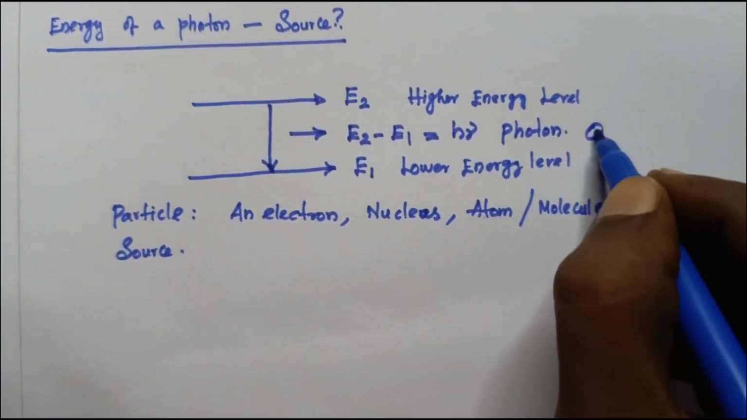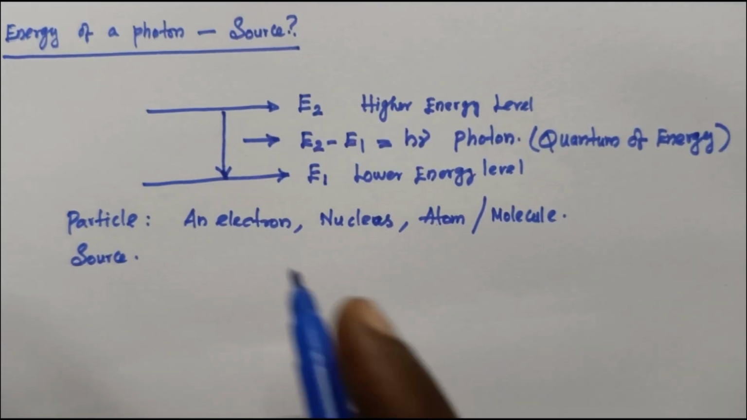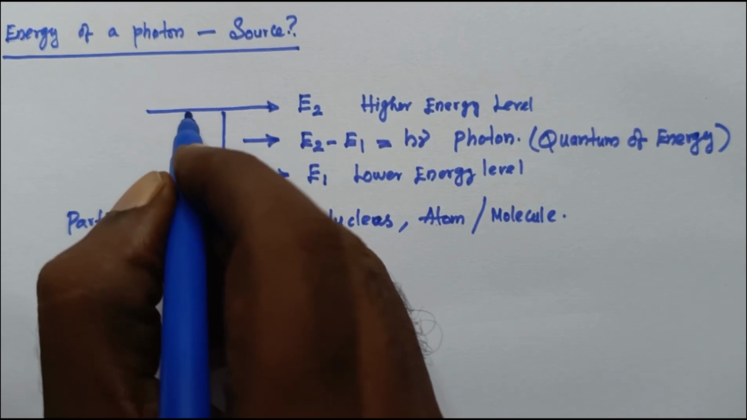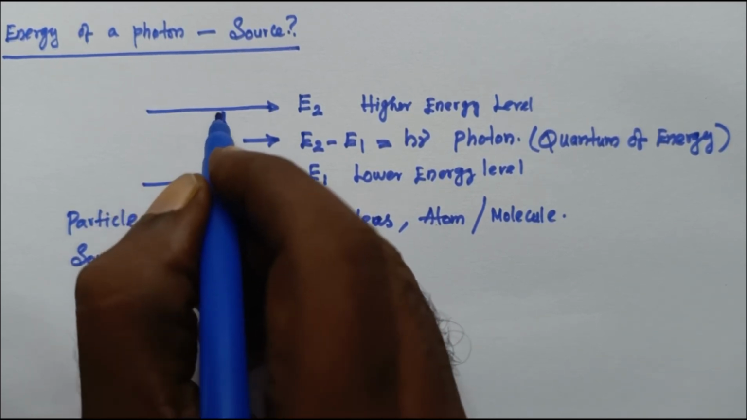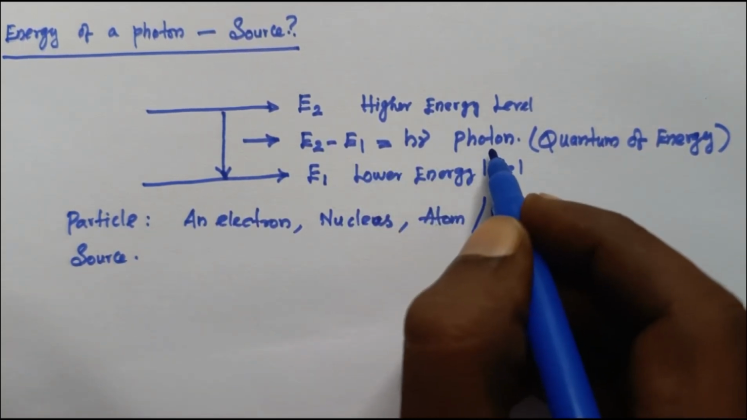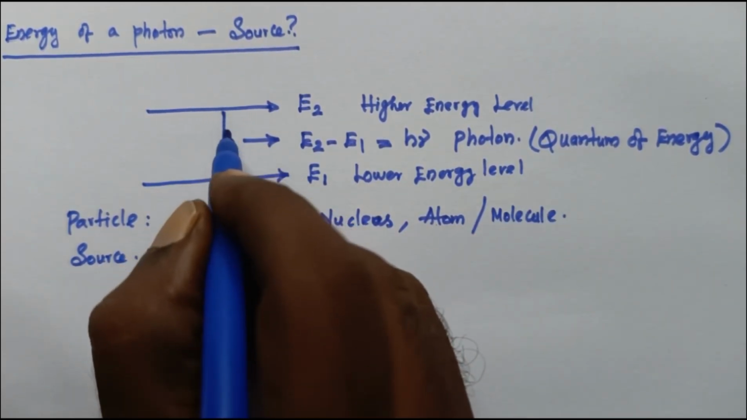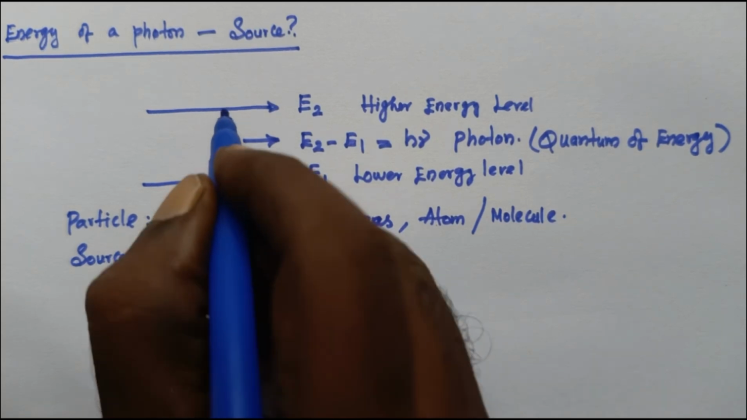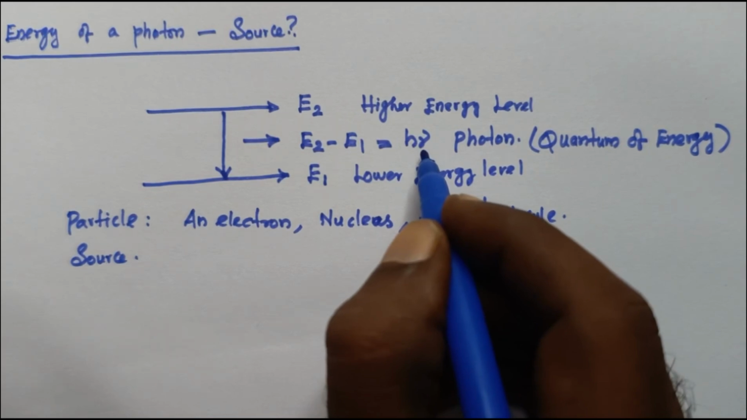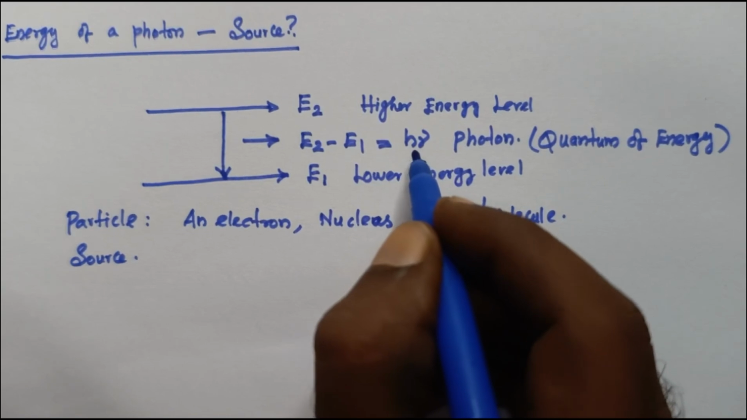The photon is nothing but the quantum of energy. You can easily understand that when a particle moves from lower energy to higher energy, it absorbs the energy. When it moves from higher energy to lower energy, it emits the energy. The emitted energy is known as photon. So the energy of the photon depends on the difference between these two energy levels. If the difference between these two is more, then the emitted photon will have more energy. If the spacing is less, then the emitted photon will have less energy.